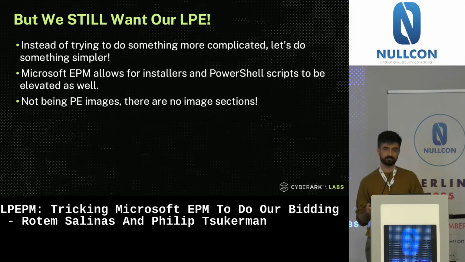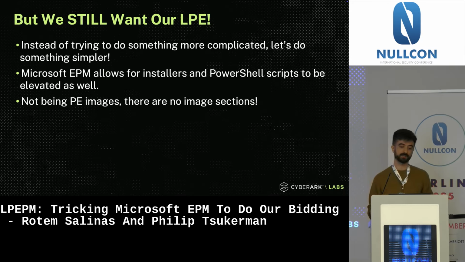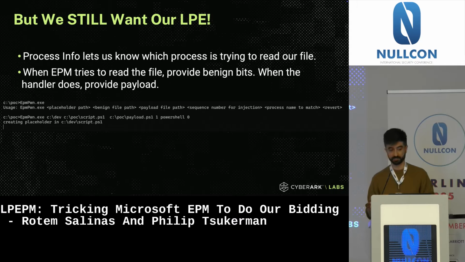So what if we change our target a bit, and instead of trying to go smarter and more complex, we try to go dumber and simpler? So Microsoft EPM allows for installers and PowerShell scripts to be elevated as well. So if you have a rule that elevates some kind of PowerShell script or some kind of installer, we can try this as a target. And those aren't processes, those aren't DLLs. They won't ever have image sections. So the exploitation becomes much simpler.